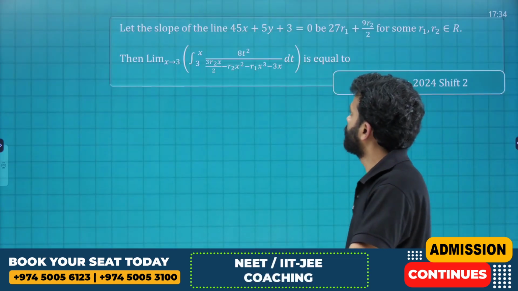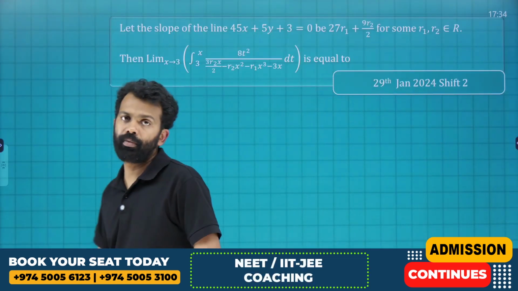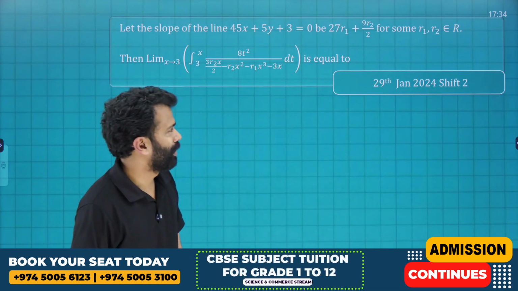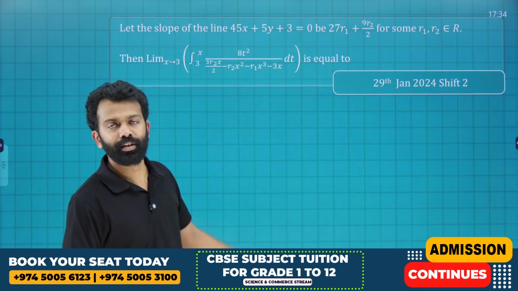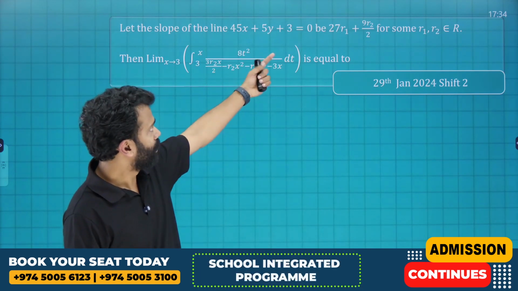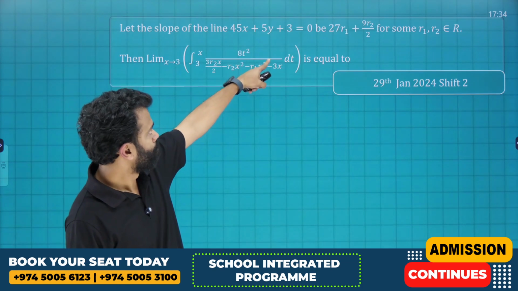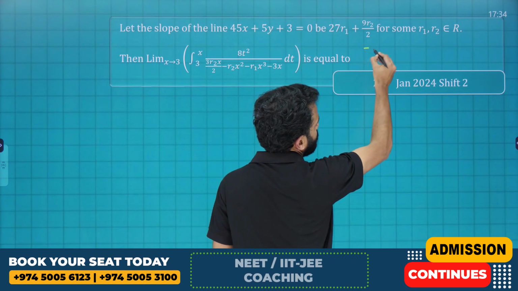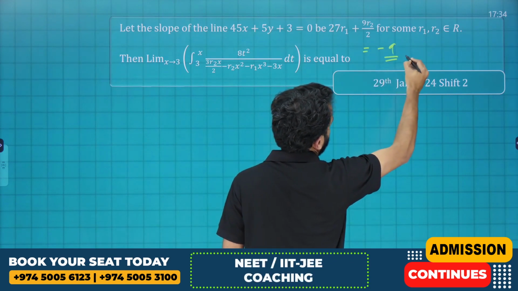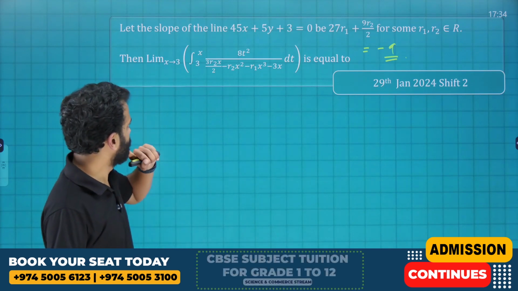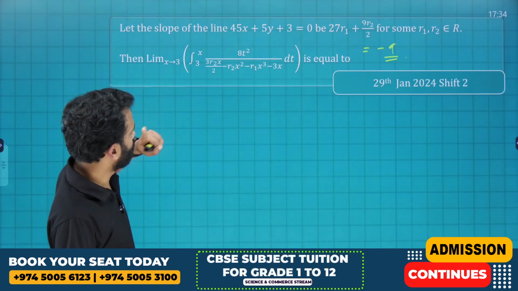Okay, next one. Let the slope of the line 45x plus 5y plus 3 is equal to 0 be 27r1 plus 9r2. What is the slope of this line? If you reduce it into y is equal to mx plus c form, the slope will be minus 9, right? Therefore, 27r1 plus 9r2 by 2 is equal to what? Minus 9. Okay, and here, that is limit x tends to 3.